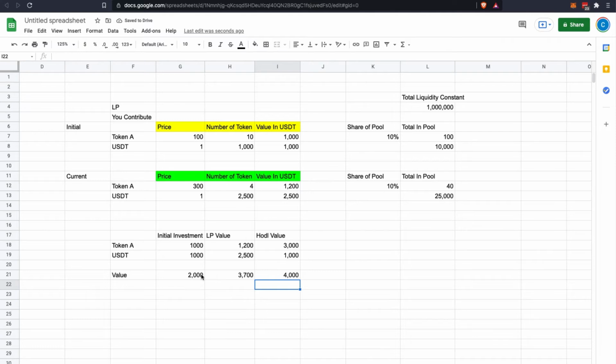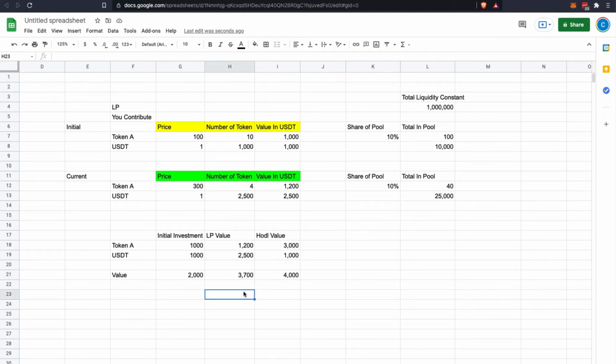Based on the total value shared here, you can see that the hodl value, if you hold on to your respective tokens, is higher than the LP tokens by a difference of $300. That $300 is actually your impermanent loss, which we are talking about for LP tokens here. This means that should you hold on to your respective tokens, you can actually make more than what you get for your LP tokens.